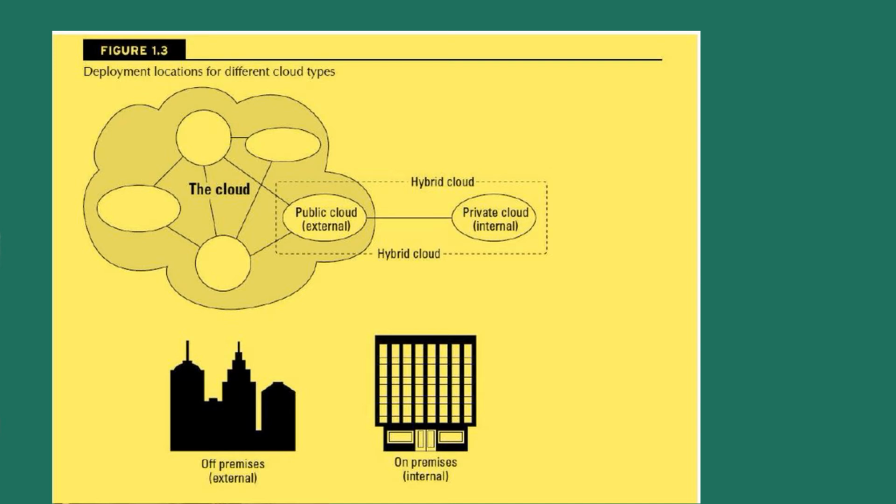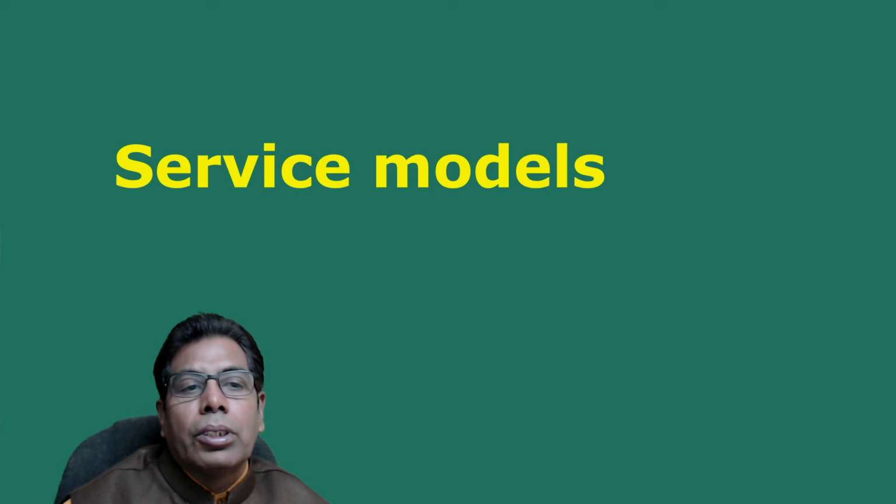So here you can see we are showing the private cloud, that may be internal, and then the public cloud that may be external, and the combination of these two gives the hybrid cloud. And apart from this, we can have off premises, that is external, and on premises, that is internal. So these are the different locations for the different cloud types. Then let us go to the service model.